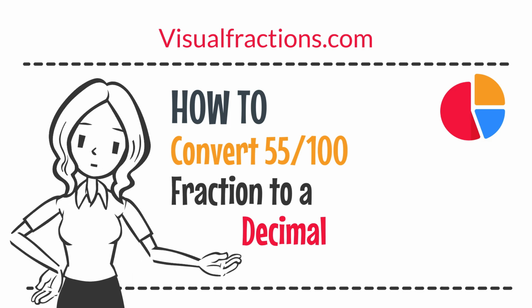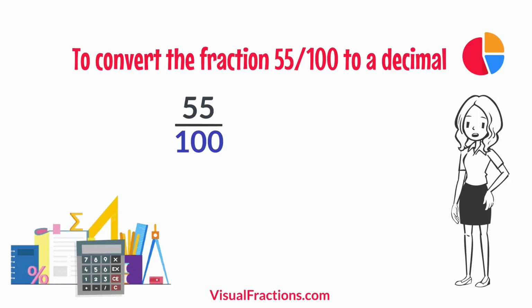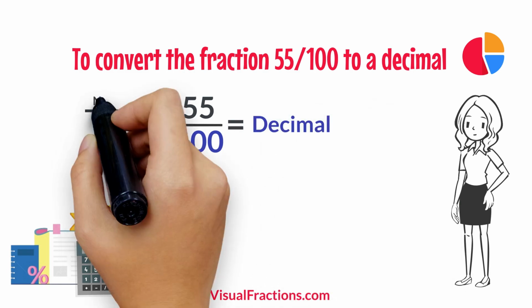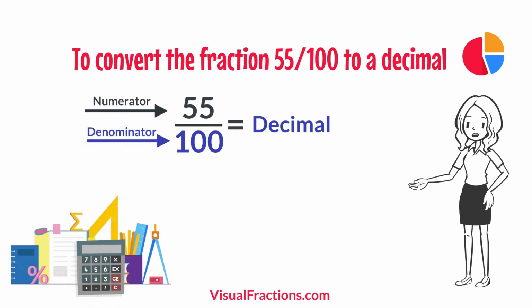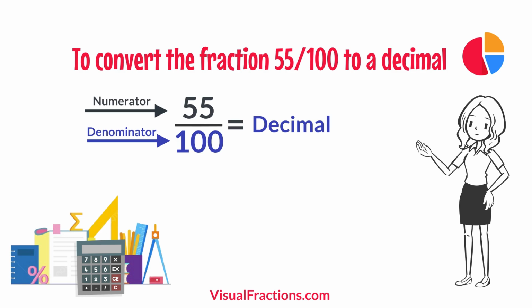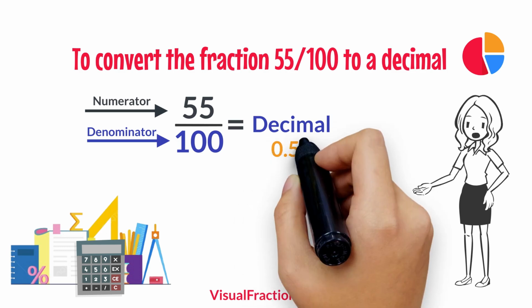Today, we're going to explore how to convert the fraction 55/100ths to a decimal. To convert the fraction 55/100ths to a decimal, all we need to do is divide the numerator, the top number, by the denominator, the bottom number. So, we simply divide 55 by 100. The answer we get is 0.55.